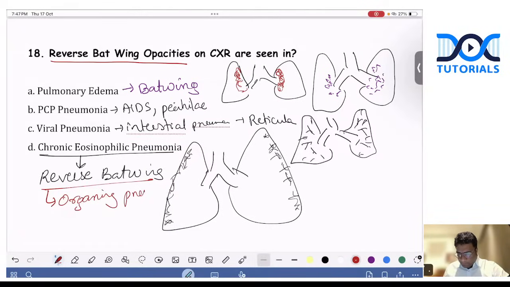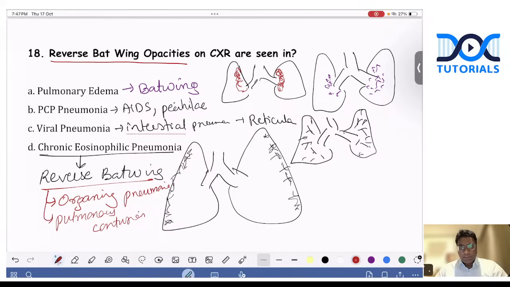And if a trauma case is given, think of pulmonary contusions also. So these are the causes. But remember, chronic eosinophilic pneumonia will show you reverse batwing appearance. Batwing appearance is pulmonary edema. Perihilar opacity in AIDS patients, also think of PCP pneumonia. Viral pneumonia will be bilateral network-like reticular opacities.